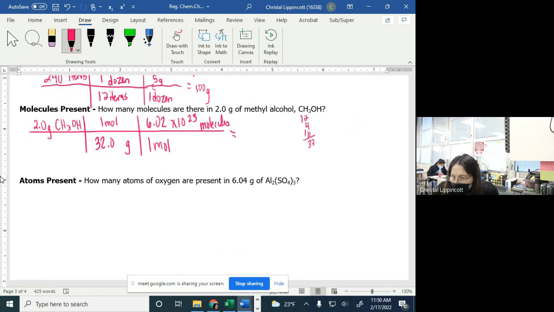Number, and we need 2 sig figs, so 3.8 times 10 to the 22nd, and that's going to be molecules of CH3OH. So make sure you can get that in your calculator.